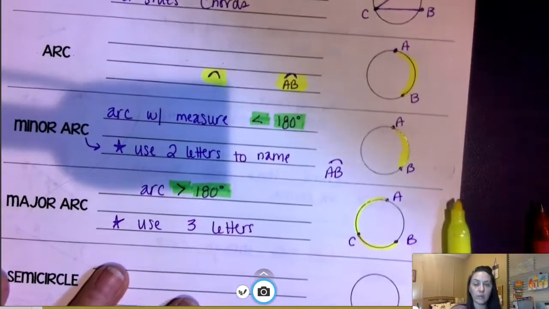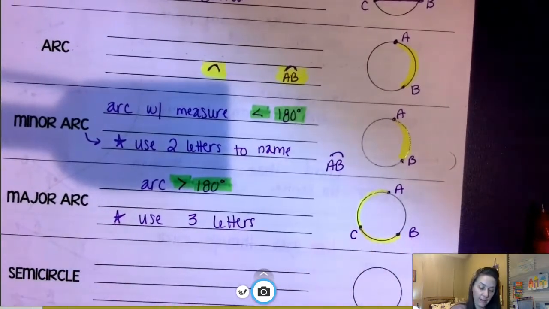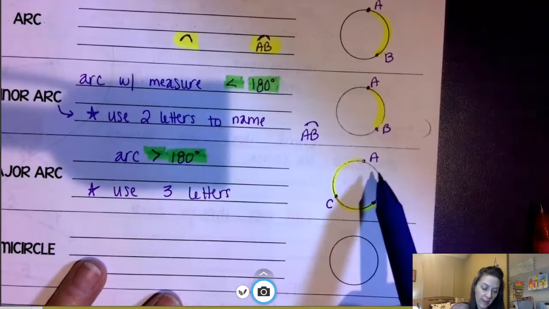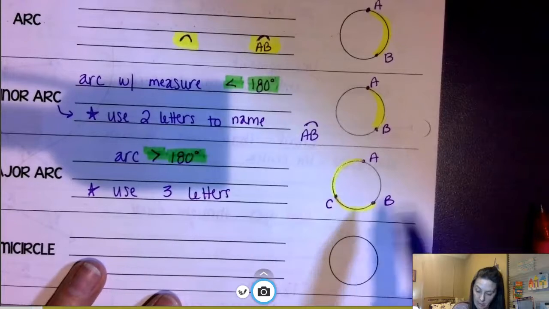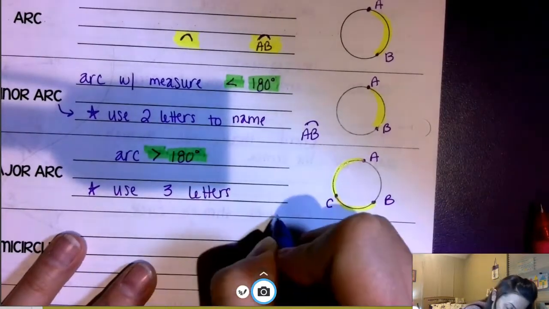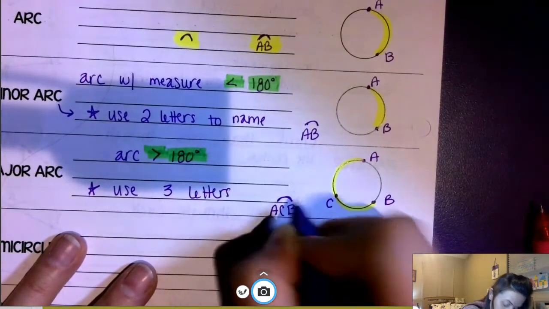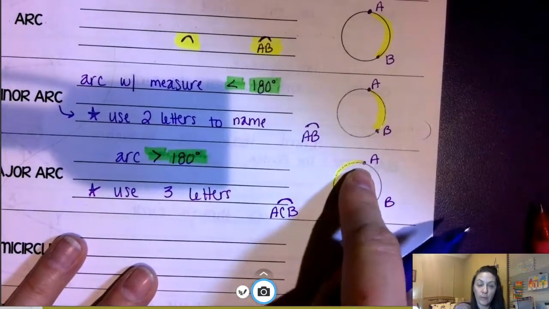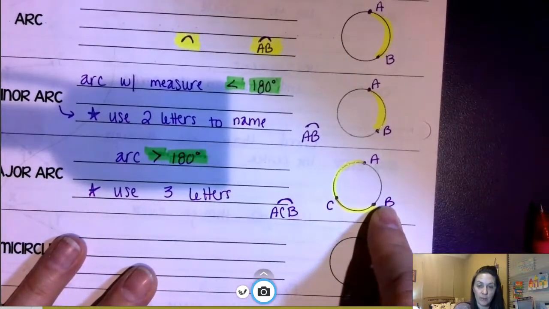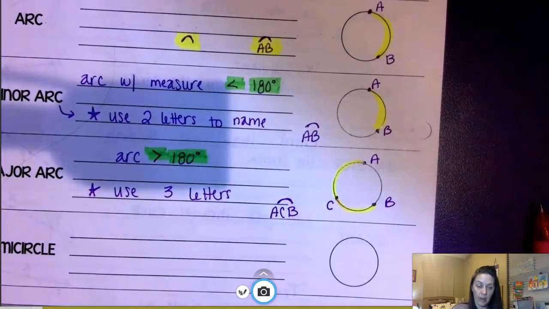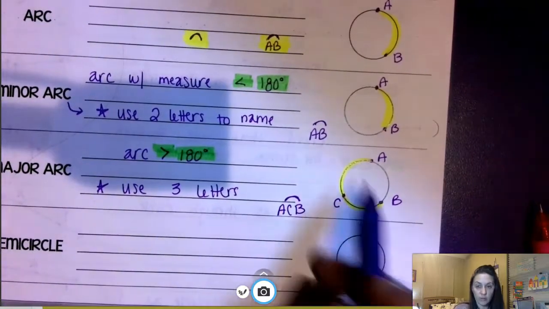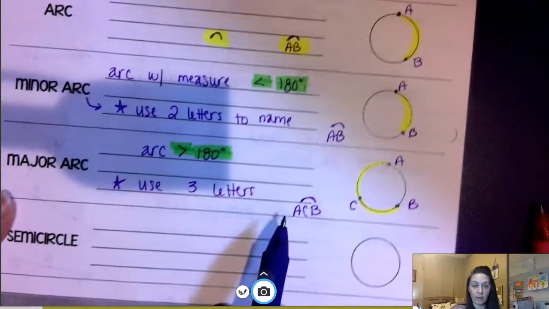So if you're ever naming an angle, you always go the shortest route unless they force you to go the longest route. And the only way they can force you to go the longer way is if they throw a third letter in there. So if I called this arc ACB, you don't name it alphabetically, you name it in order from the first letter where you would have to go through to make it go the long way. Otherwise, you always go the shortest way unless they give you a third letter to go the longer way.